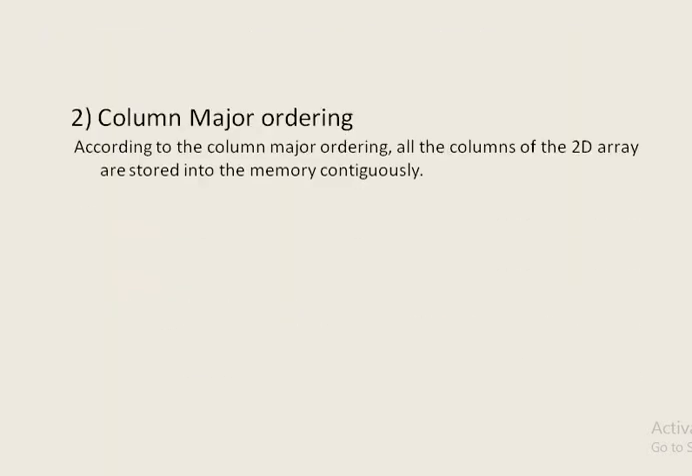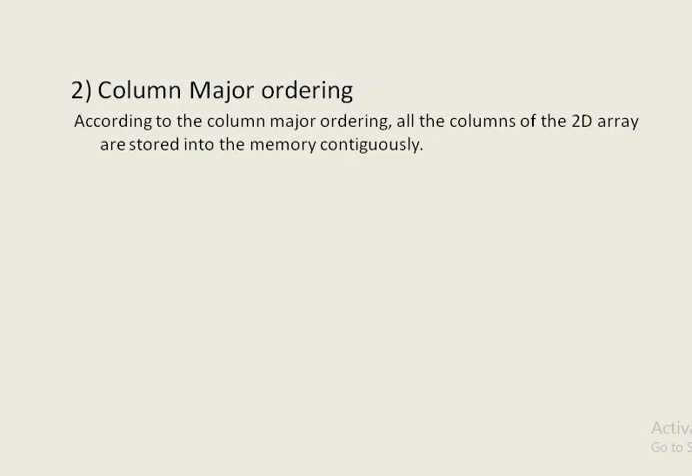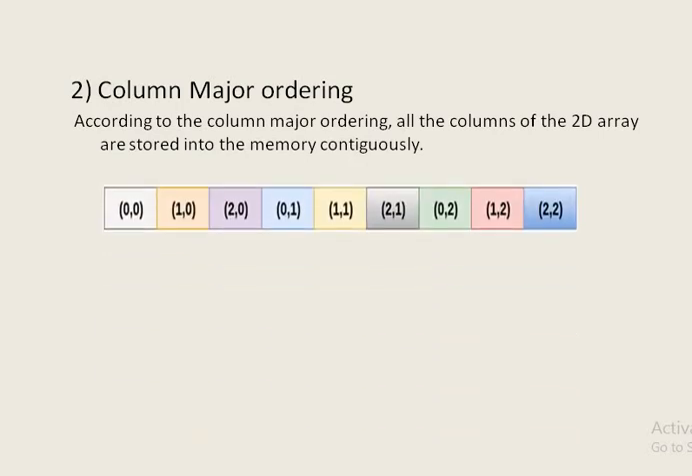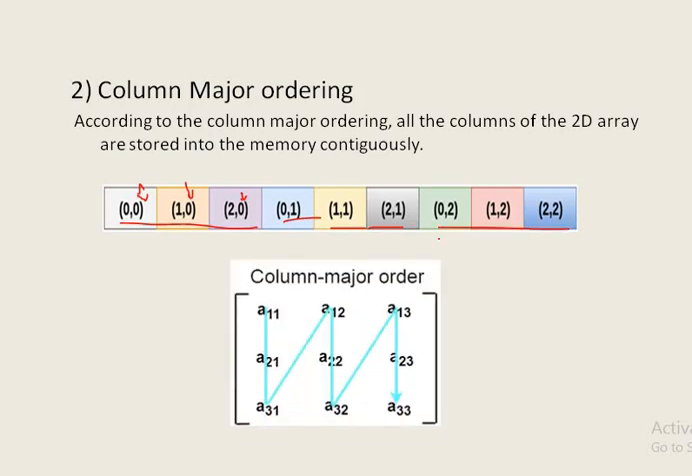The next method is column major ordering. According to column major ordering, all the columns of the two-dimensional array are stored into the memory contiguously. So if you take the elements column wise, the first column elements are represented contiguously: 0, 0, 1, 0, 2, 0. So here the column value remains constant. That is, the first column elements are stored here. Then comes the second column elements: 0, 1, 1, 1, 2, 1. Then comes the third column elements.